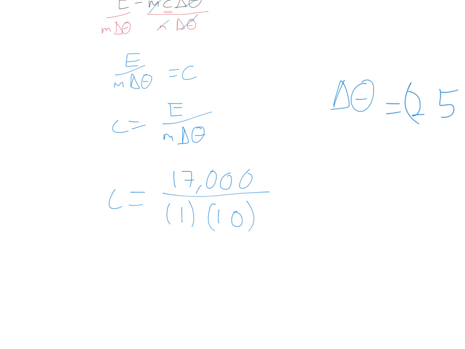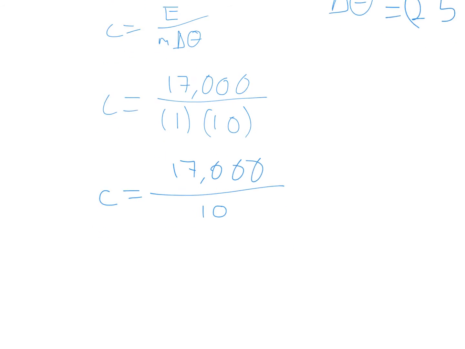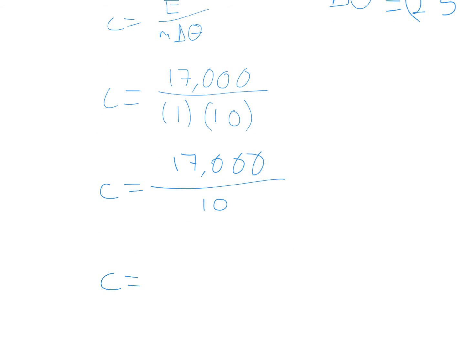And then we just calculate this out. So you could use your calculator for this part. It's going to be 17,000 on top. They look a bit like sixes, but they are zeros, I promise. And then at the bottom, 1 times 10 is 10. You can put that into your calculator. 17,000 divided by 10 is 1,700, right? So our unit then comes at the end, joules per kilogram Kelvin.